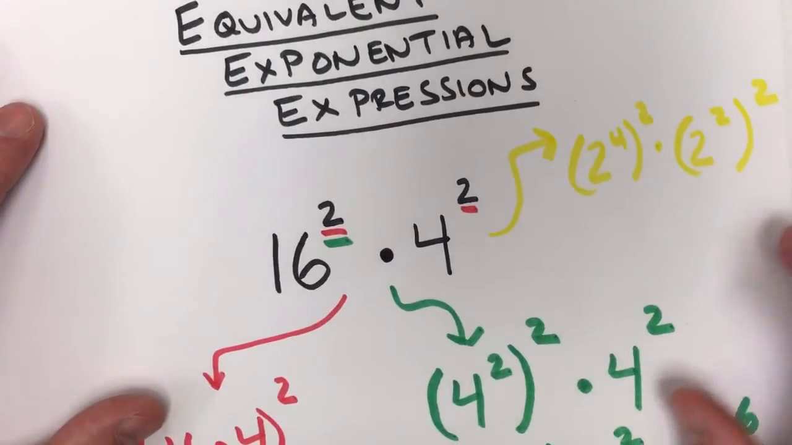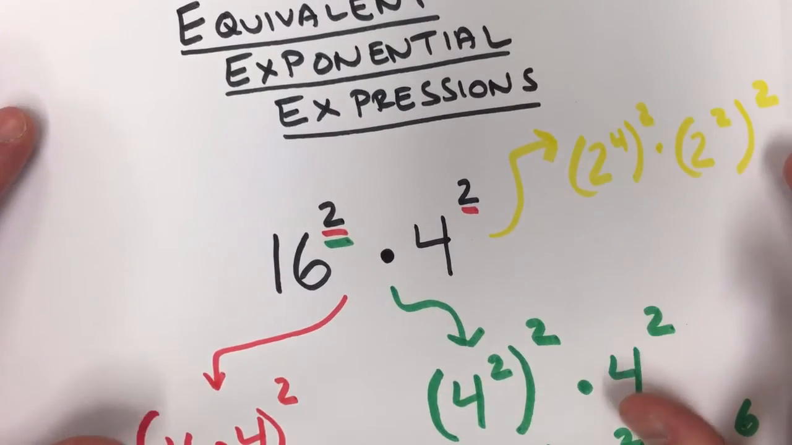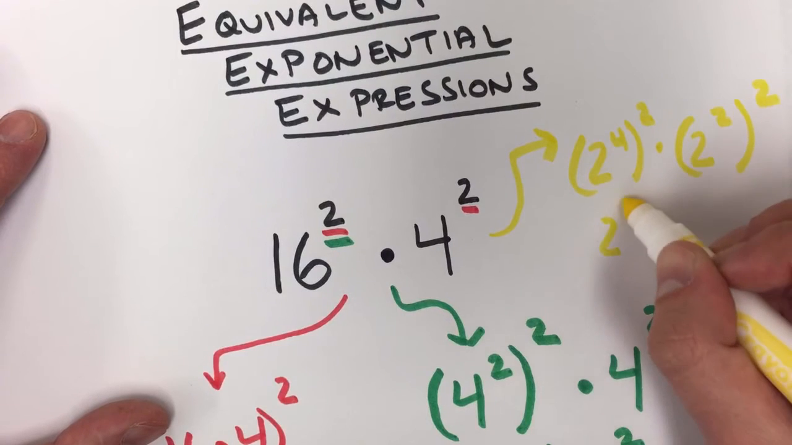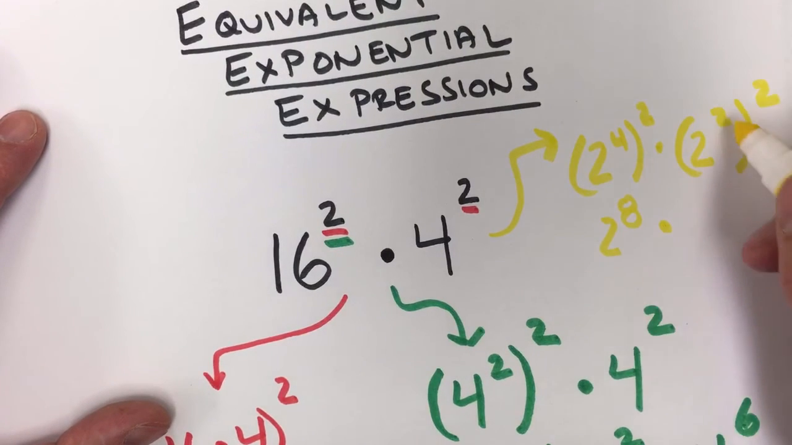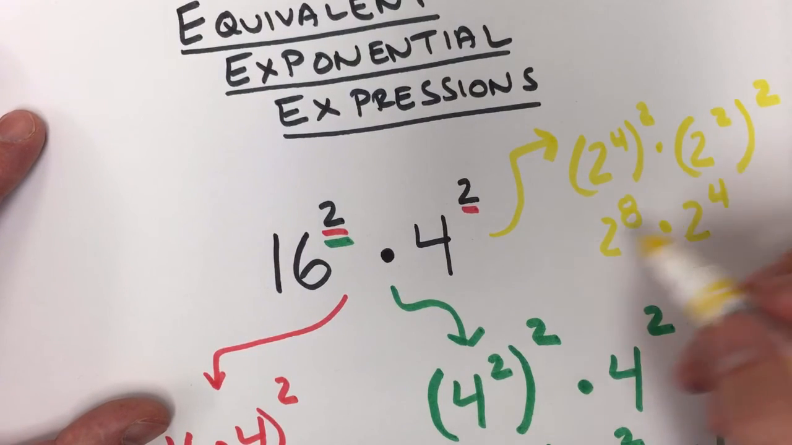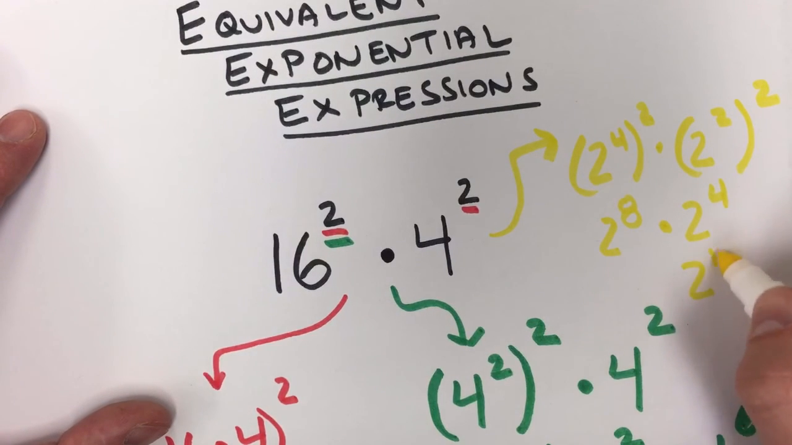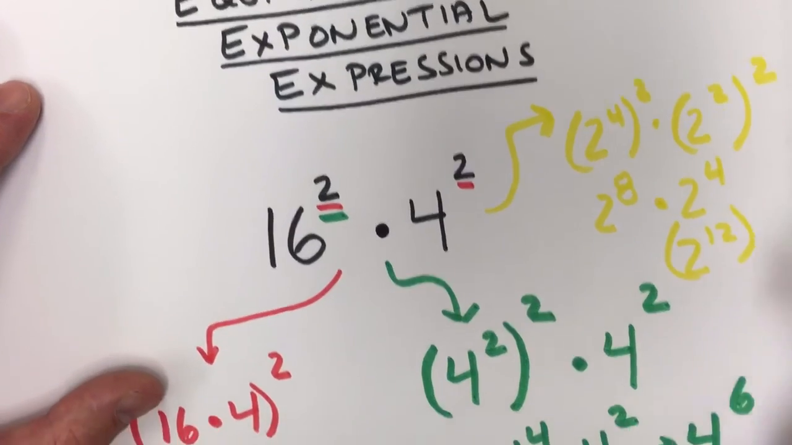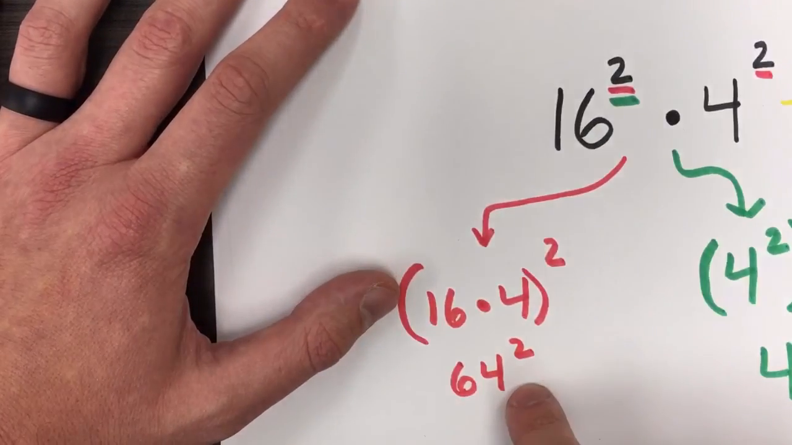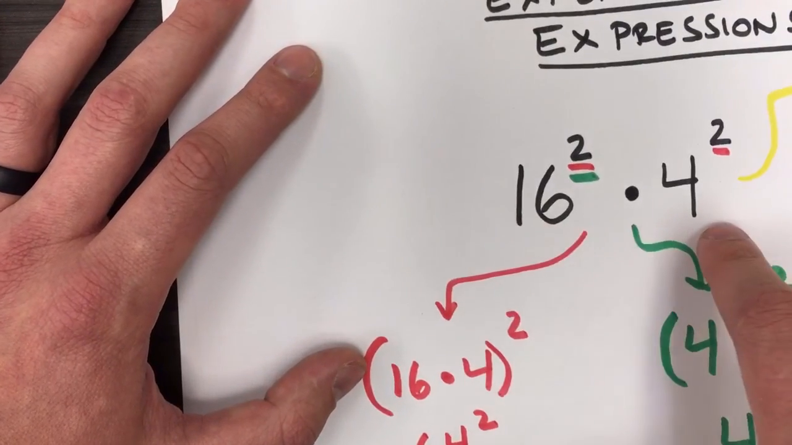So this is another way to do it because now I have the same base and I have all these power rules. So 4 times 2 is 8, so I have 2 to the 8th, times 2 times 2 is 4, which is 2 to the 4th. So then I can add these two up and get 2 to the 12th. So all three of these, 2 to the 12th, 4 to the 6th, and 64 squared, are all equivalent to this option right up here.